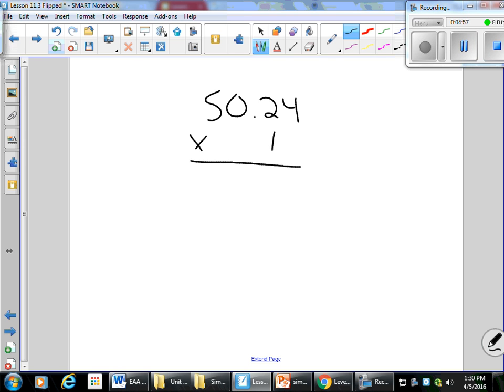4 times 6 is 24. 6 times 2 is 12, plus 2 is 14. 6 times 0 is 0, plus 1 is 1. 6 times 5 is 30. Cross out the 6, put a place value holder on. 4, 2, 0, 5. Go ahead and add these up.